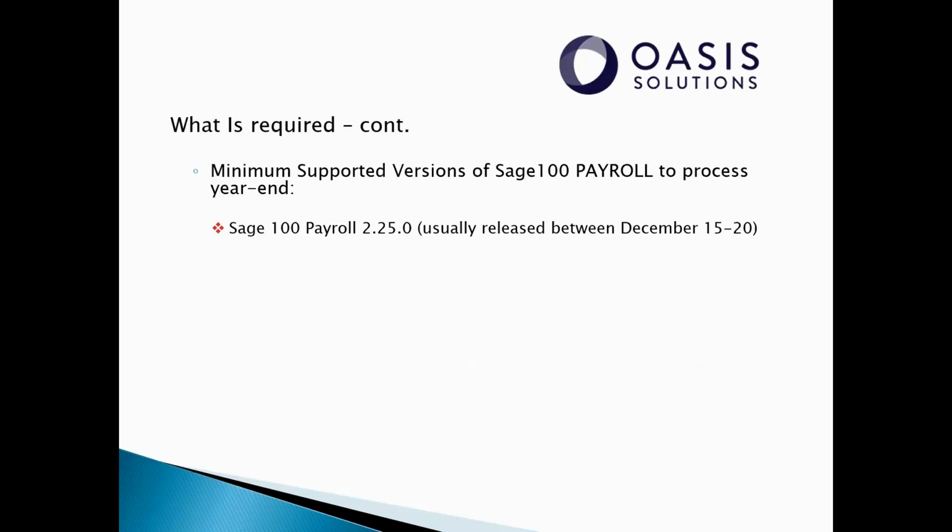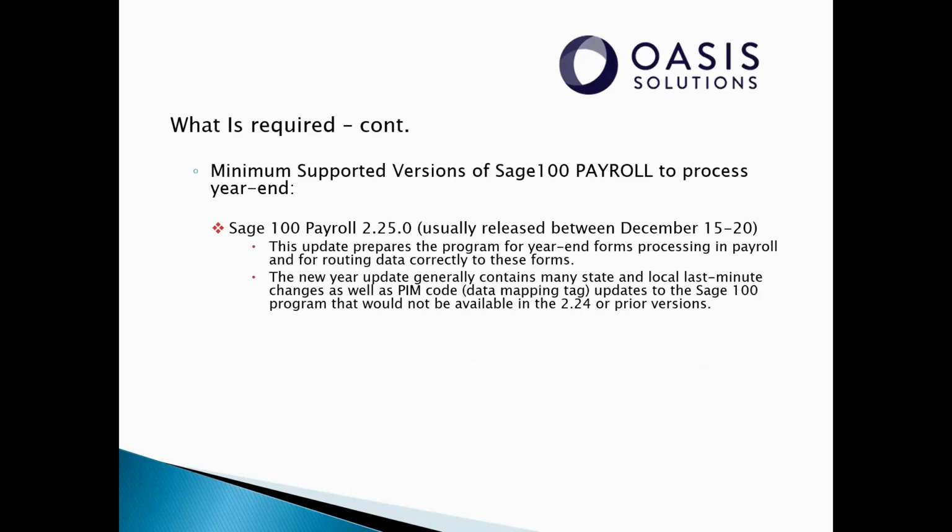The minimum supported version for Sage 100 Payroll to process year end. Sage 100 Payroll 2.25 is getting ready to be released, and that's going to be the supported version. Usually they release it between December 15th through the 20th. I haven't gotten a final date on that, but usually it's closer to the 20th when they release that.